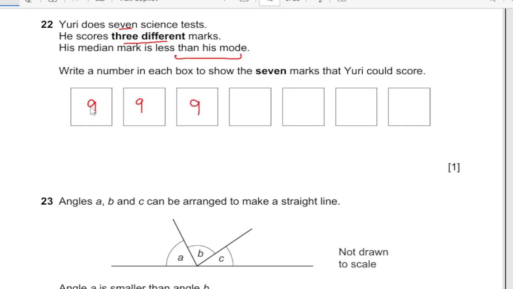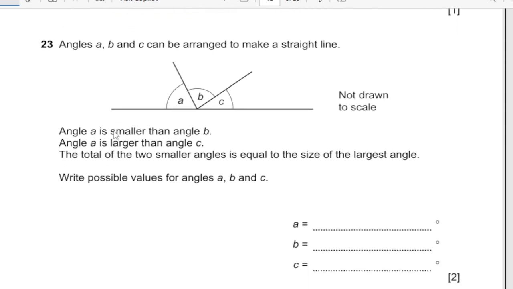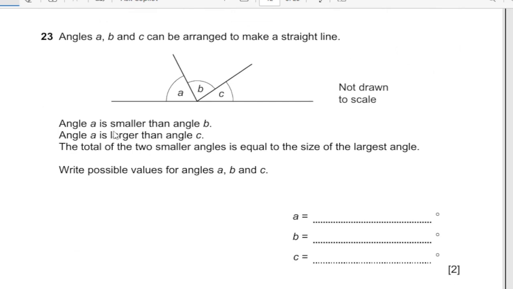Okay, and then you can take any other number. I'm taking 7 and 7, right? Then write down the number in each box that the 7 marks Yuri could score. So we can take any other number, 3 and 3. Now here you see this 9 is coming 3 times, which is the mode, more than any of the others, right?